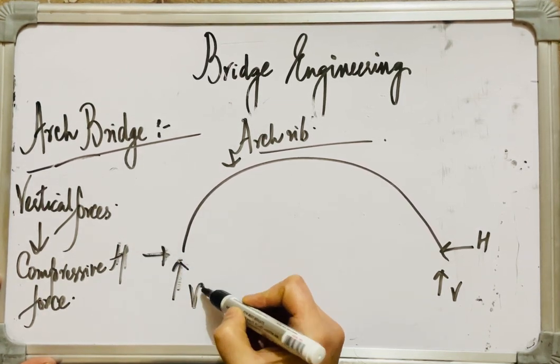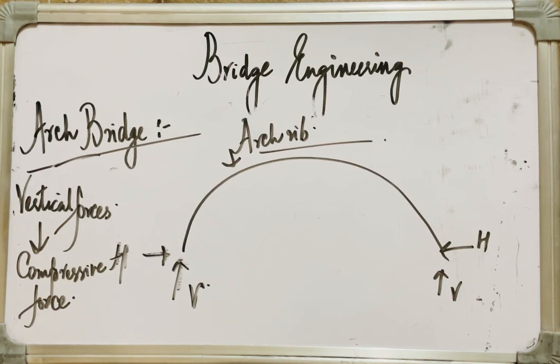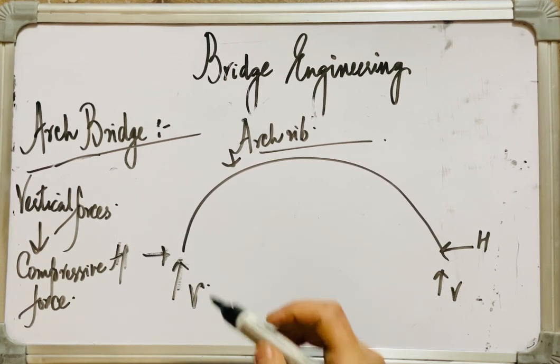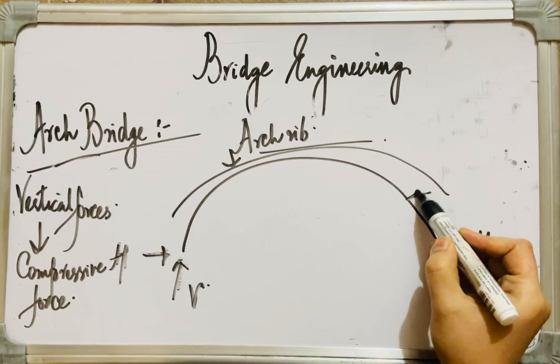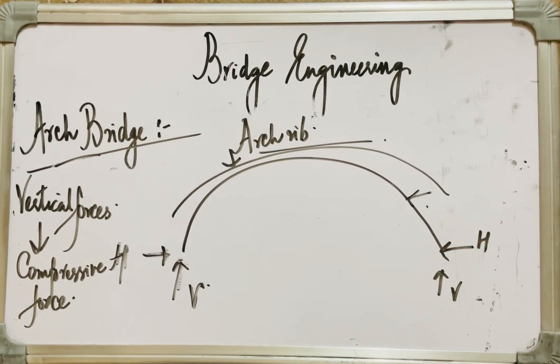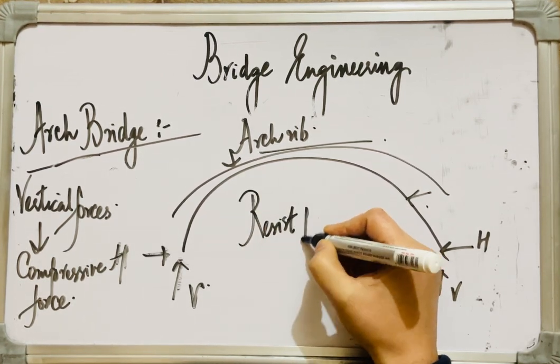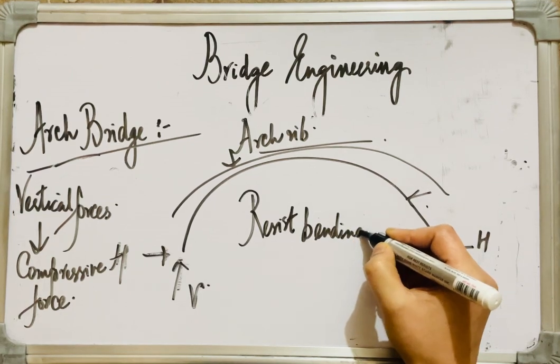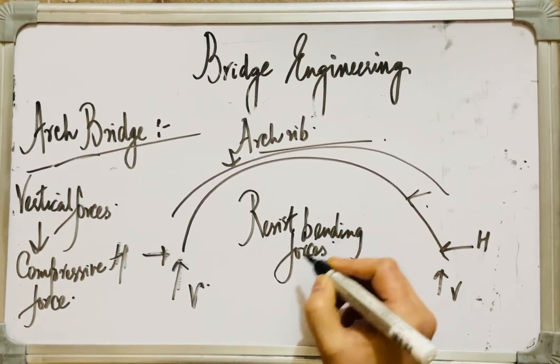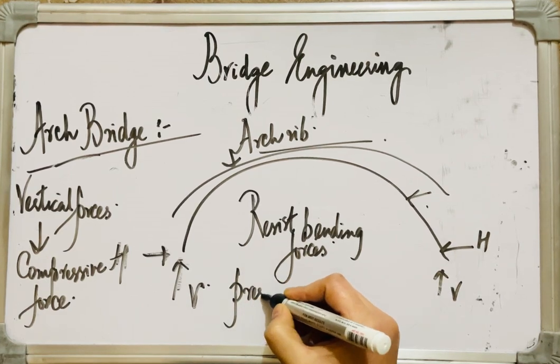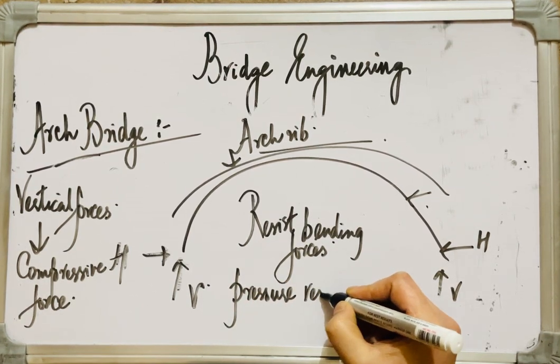All right. So the vertical forces that come from the bridge deck are converted into compressive forces along the arch rib. This is the arch rib, the curved shape of the arch. And this curved shape of the arch allows for efficient load distribution. All right. And these arch bridges resist bending forces and have pressure resistant designs.